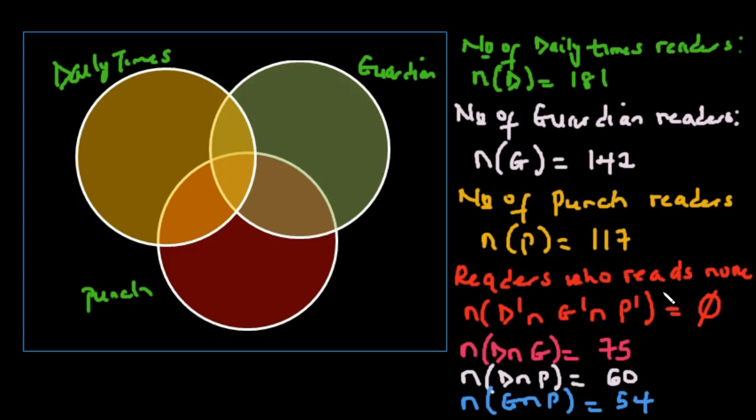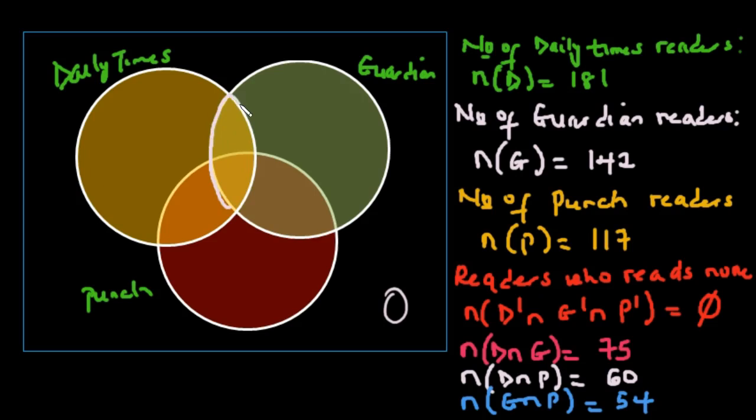Now, readers who read none, that's the number of D complement intersection G complement intersection P complement, is an empty set, because we are given in the question that all of them read at least one paper. So this is an empty set, which means the number of people who read there is actually 0. There is nobody that doesn't read the paper. So the number of people who read Daily Times and Guardian is 75, and that will be this portion here.